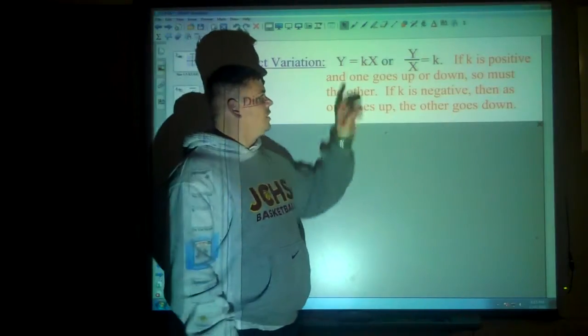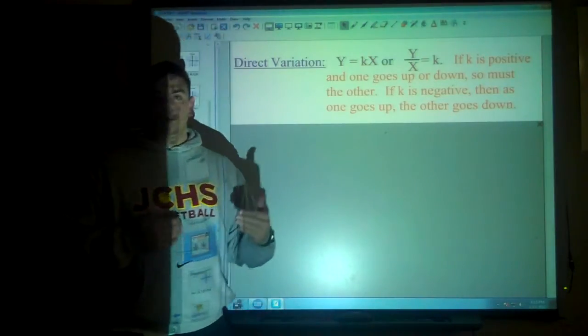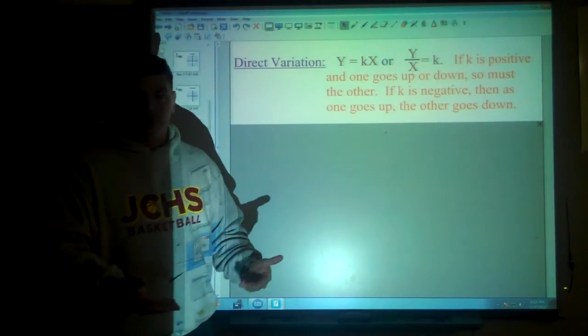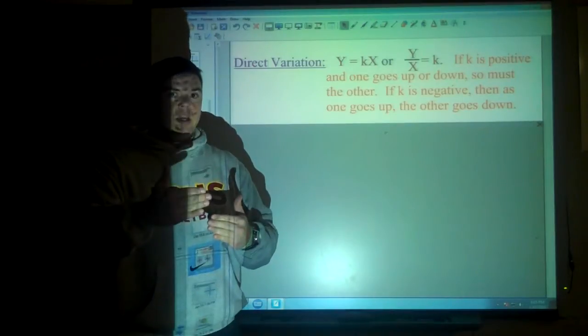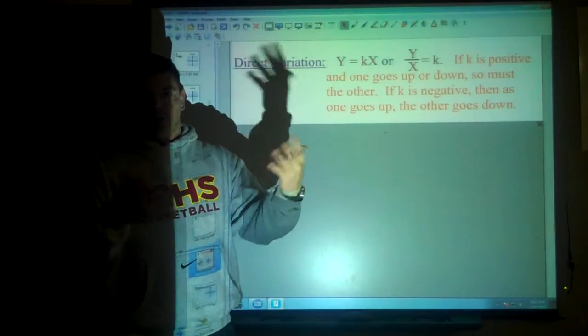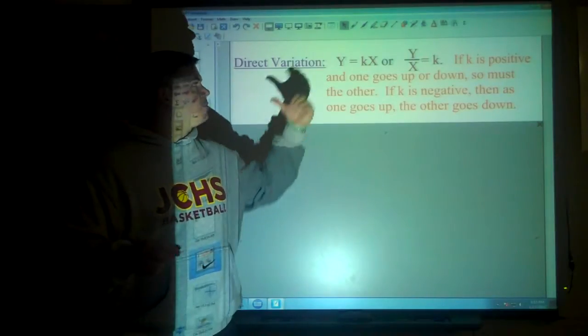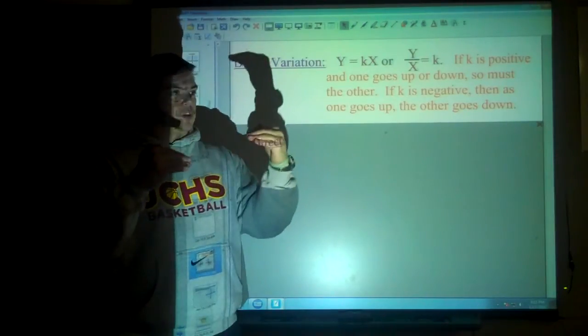Remember, if k is positive, then as one value goes up, so will the other. For example, as my amount of gas goes up, so will the total cost. That's because the constant, $3.30 per gallon, is positive. So as one goes up, so does the other.